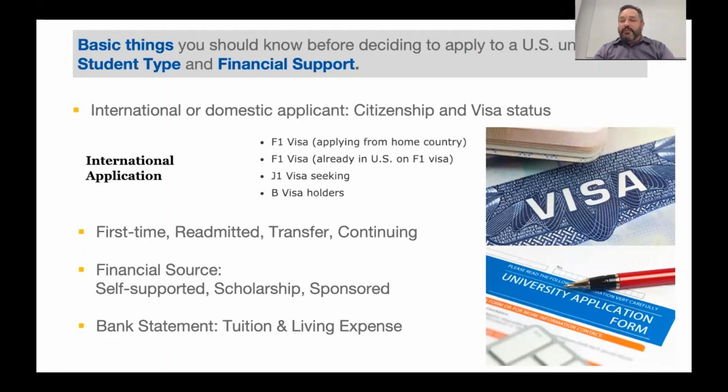There's different types of students. There's first-time freshmen who are coming in as an undergraduate student. You're coming right from high school, or perhaps you already graduated high school, but you've never attended a university. If you have attended a university already, and you're looking to transfer credits, that's what's called a transfer student, and that's another option to apply.